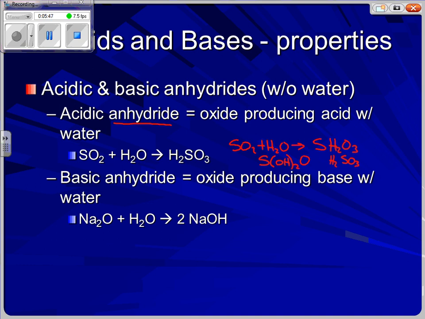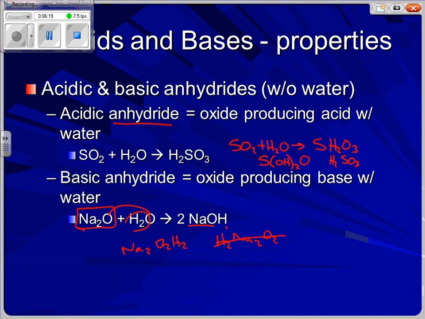Now let's take a look at the example of sodium oxide. I'm going to mix it with water. Now I put here the ultimate answer, but let's look at what happens. I have Na2, I have two oxygens, and I have two hydrogens. So there's my compound, Na2O2H2. If I put a hydrogen out in front, H2Na2O2, this doesn't look like any acid that we've ever worked with. So that's not a possibility.